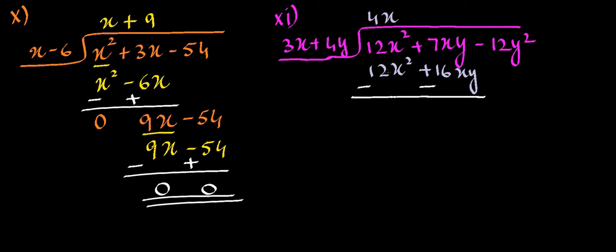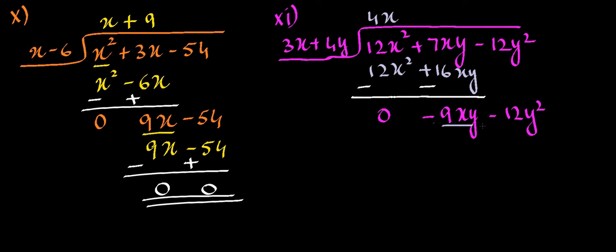Now, 12x square minus 12x square, 0. 7xy minus 16xy will give me minus 9xy. Minus 12y square comes down. Now, minus 9xy is my target. How will I get that?